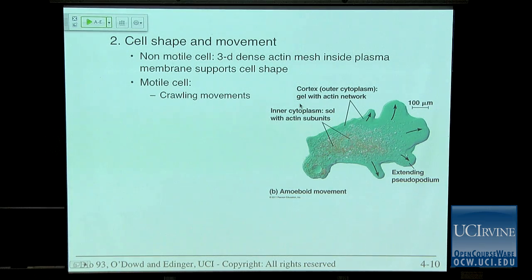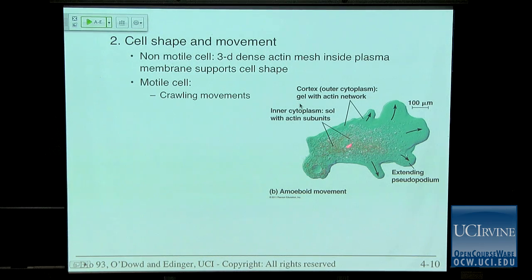Not only is actin and myosin interaction important for this muscle contraction, it's also important for cell shape in non-motile cells. So we have a three-dimensional dense actin mesh, which is what you sort of saw in that picture that I showed of the organization of actin. And it's just inside the plasma membrane, and so it gives some structure to cells. And we also have in motile cells, actin and myosin being important in the crawling or amoeboid movements that you see. So amoeboid movement, it can be an amoeba that's moving, and it can also be a cell that's moving like a white blood cell.